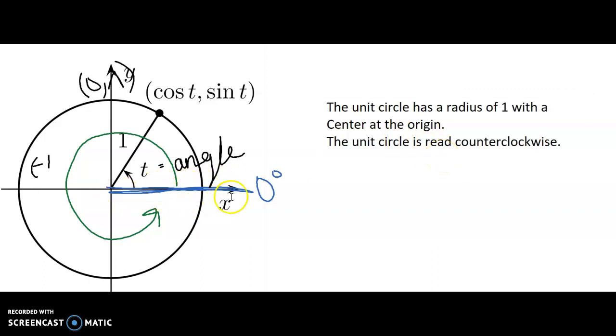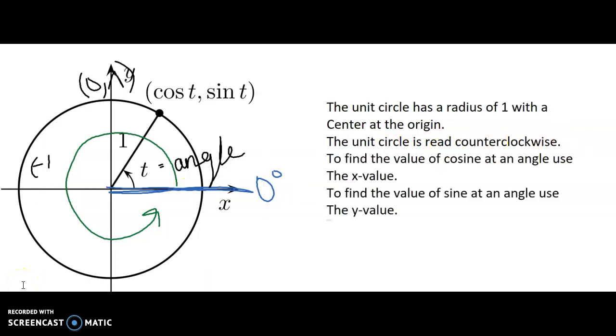So the unit circle is read counterclockwise. You start on the positive x-axis, and I went ahead and wrote the next two sentences to try to make them as clear as possible by writing them. To find the value of cosine at an angle, use the x value. And I'll explain what that means in just a minute, so make sure you write it down. To find the value of cosine at an angle, use the x value. And to find the value of sine at an angle, use the y value. So you're gonna want to write that down. So what do I mean by that?